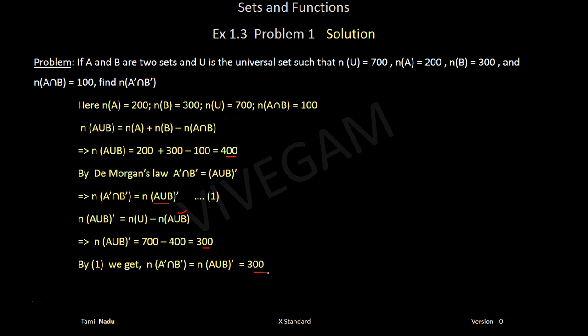To summarize, first we find n of A union B using n of A plus n of B minus n of A intersection B. Then you find n of A union B whole complement using n of U minus n of A union B. Then apply De Morgan's law, which says that n of A complement intersection B complement is nothing but n of A union B the whole complement. Using that, we will be able to get the value.